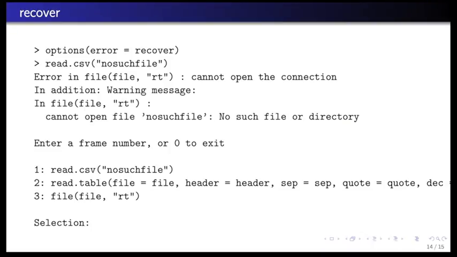So what you can do is press a number, 1, 2, 3, and then you can browse the environment of that function. If I want to see what was going on in read.csv, I could press 1 here, and it would show me the environment in read.csv. Then I can break out of that and look at the environment for read.table, et cetera. If you have a very long function call stack, you can jump back and forth to see what was going on at each function call to try to pinpoint where the problem occurs.